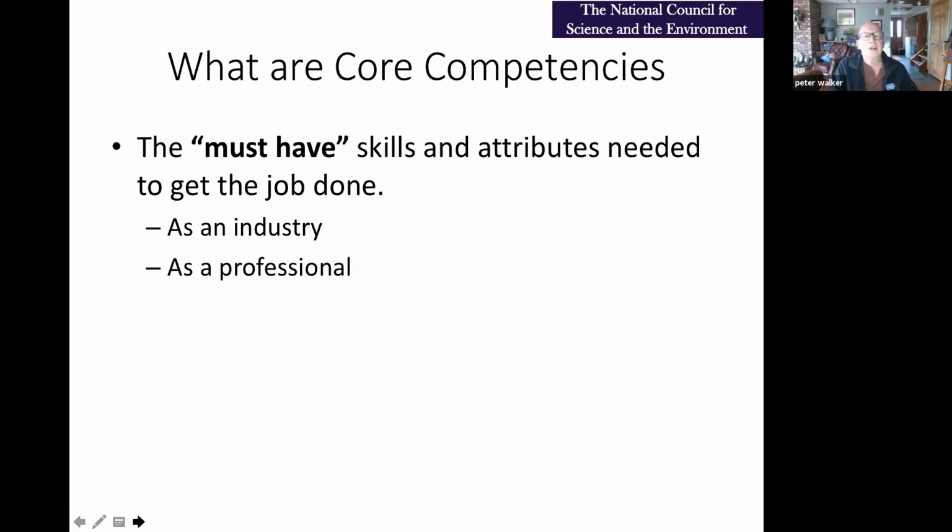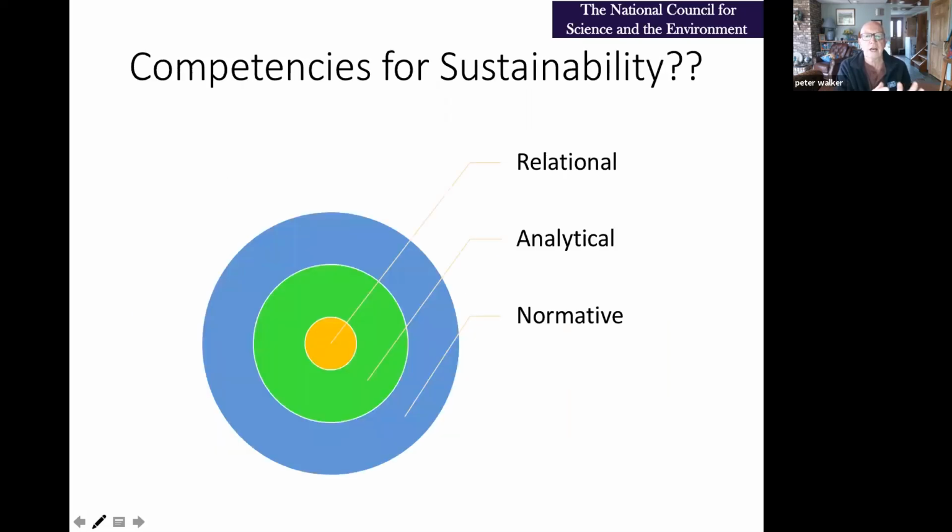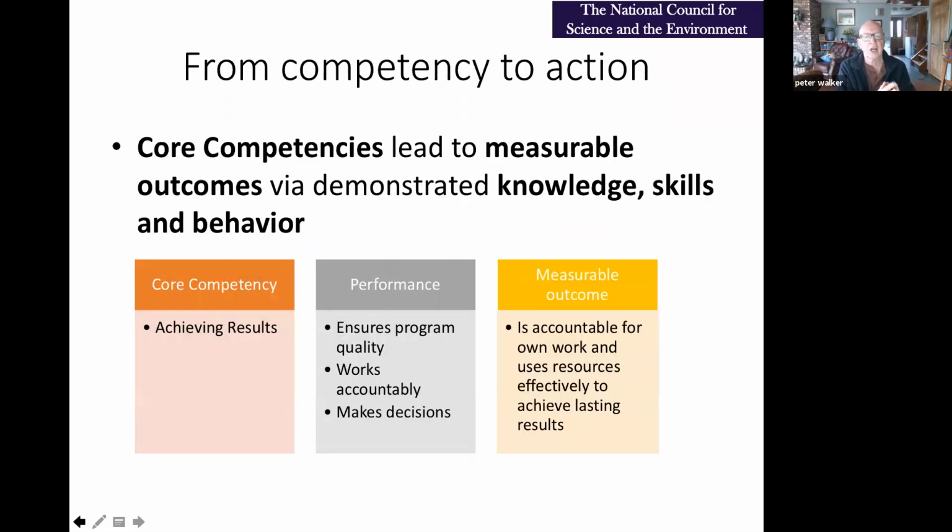And if we move on, Rod, at its core, it's not just about being able to define what the competencies are, but you've got to be able to measure them. So you have a competency, you then have performance indicators for that competency, and then measurable outcomes so you know if you've achieved it.